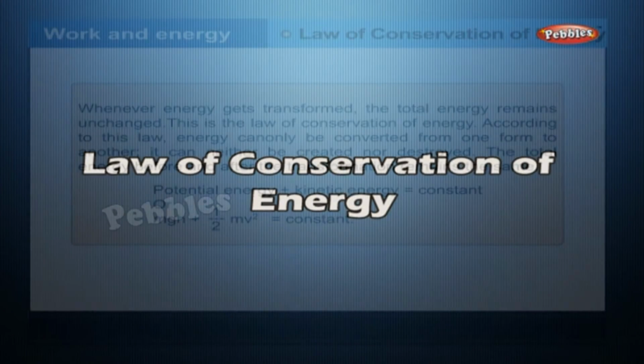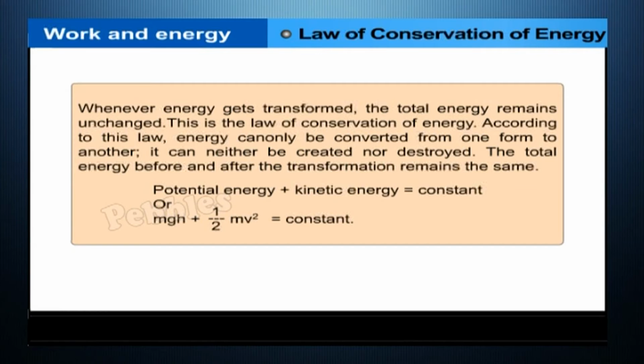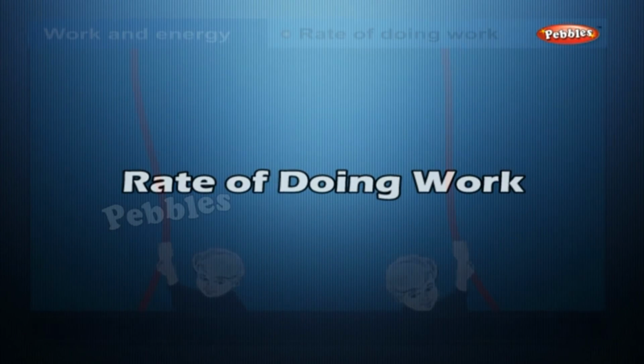Law of conservation of energy. Whenever energy gets transformed, the total energy remains unchanged. This is the law of conservation of energy. According to this law, energy can only be converted from one form to another. It can neither be created nor destroyed. The total energy before and after the transformation remains the same. Potential energy plus kinetic energy is equal to a constant, or mgh + ½mv² = constant.